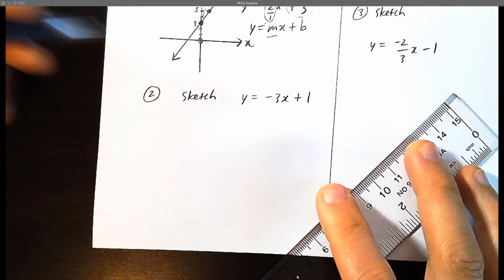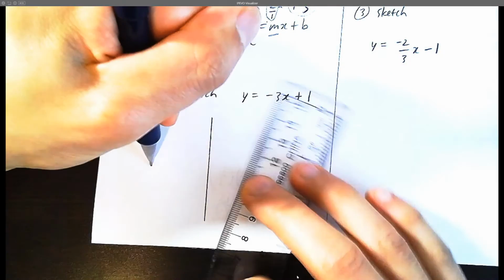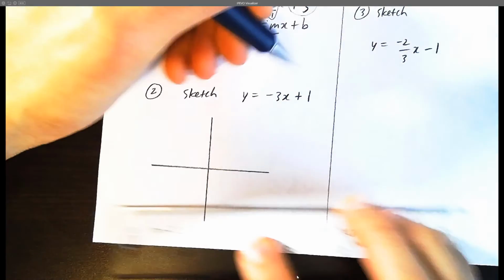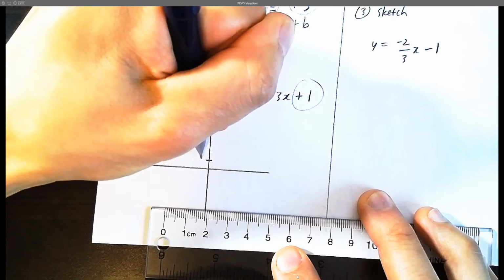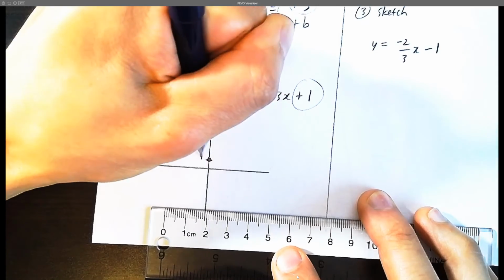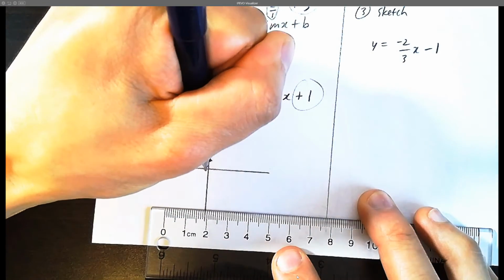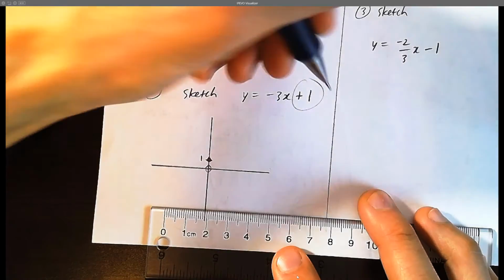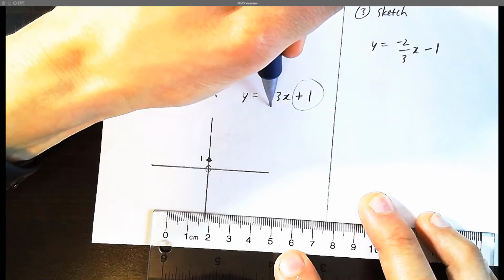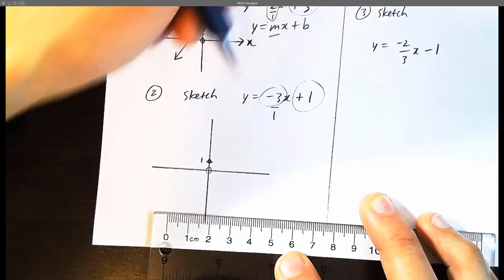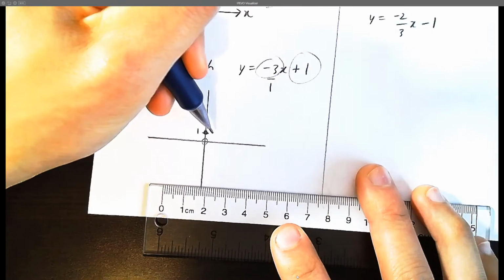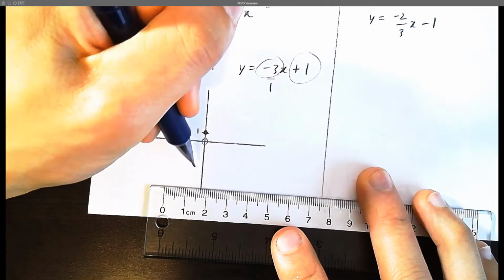Now let's continue that pattern. How do you sketch lines? Focus on the intercept first, which is positive 1. So let's draw a 1 over here and draw a dot. This would be 0 in the center here. Negative 3 is the same thing as negative 3 over 1. This is the rise. The rise is going to be negative 3, which means down 3. Not up 3, not positive 3, but down 3.